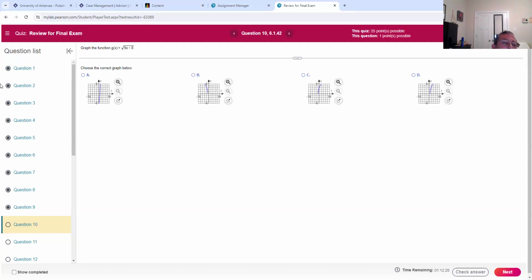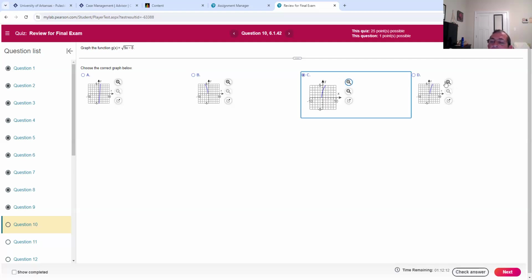You know what I got? There's no way it's A because that's a straight line. There's no way it's B because there's not a negative out in front of that radical. So it's got to be C or D. So one of these actually moves to the right.